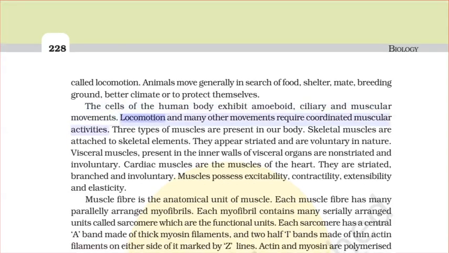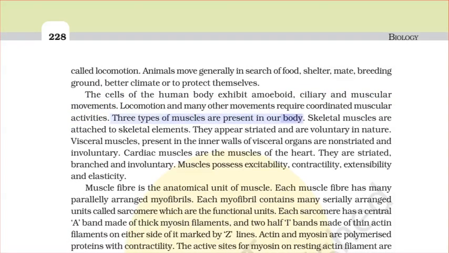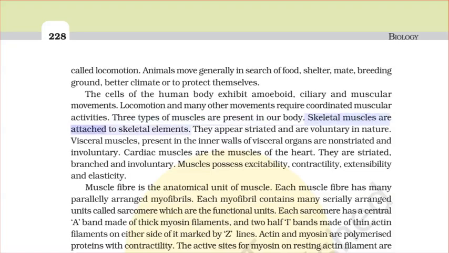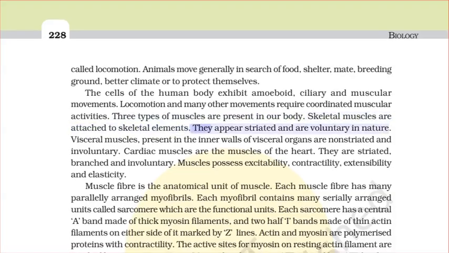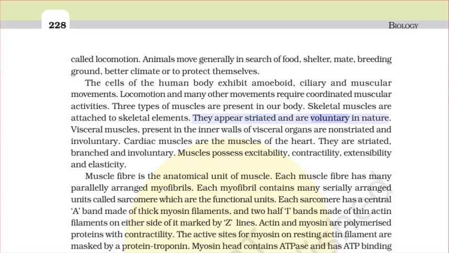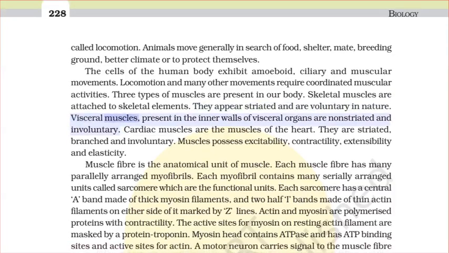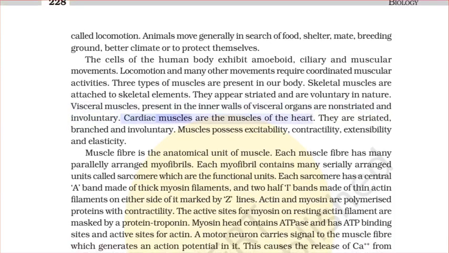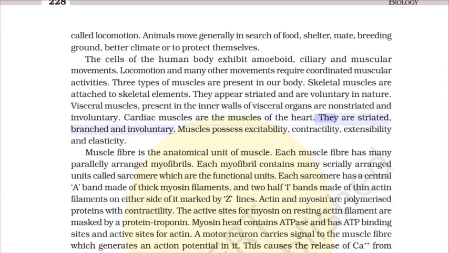Locomotion and many other movements require coordinated muscular activities. Three types of muscles are present in our body. Skeletal muscles are attached to skeletal elements. They appear striated and are voluntary in nature. Visceral muscles present in the inner walls of visceral organs are non-striated and involuntary. Cardiac muscles are the muscles of the heart. They are striated, branched, and involuntary.